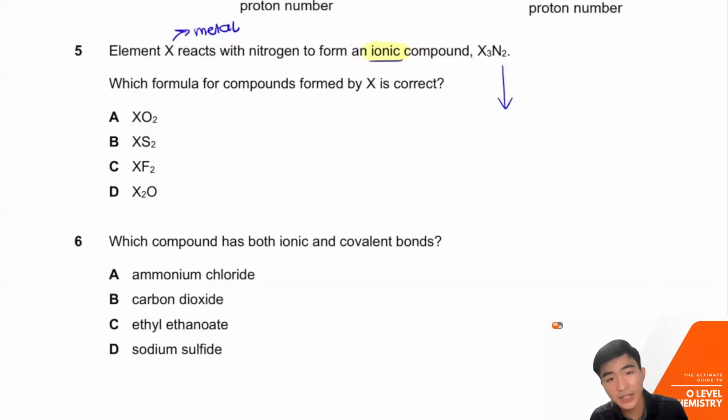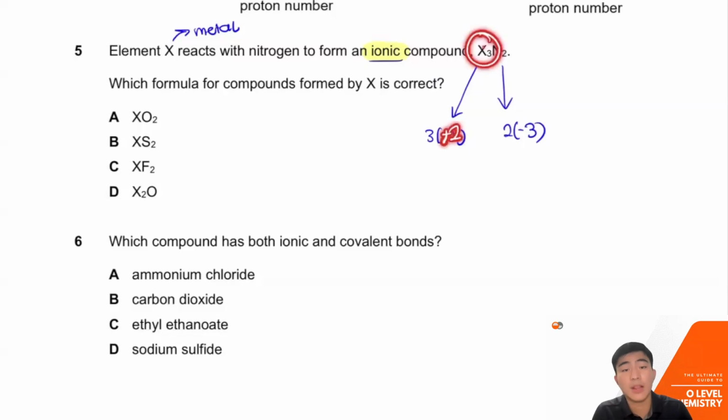Nitrogen is in group 15. It forms a charge of 3 minus, an oxidation state of 3 minus. So the oxidation state of X will be plus 2, which means it belongs to group 2. That means that X will form an ion of 2 plus.